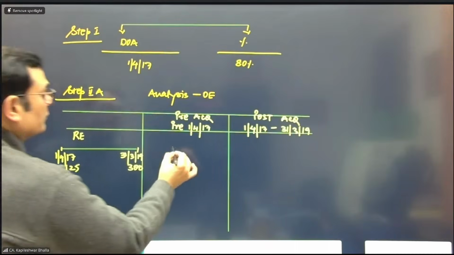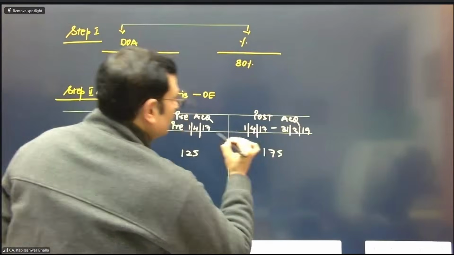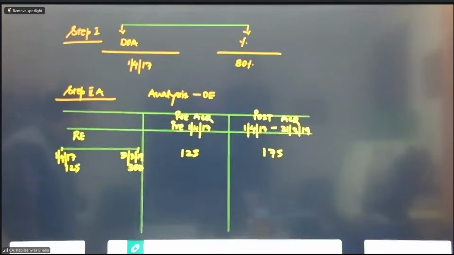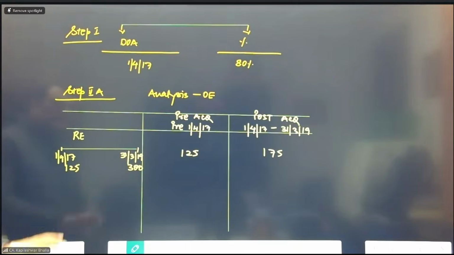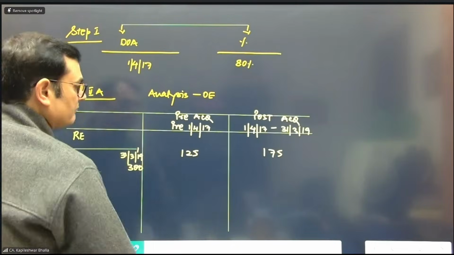I think the balance on acquisition date is undoubtedly pre. And can I say the balancing figure 175 becomes post acquisition? Great. So I think this is done. Then we need to consider the fair value adjustments in this case.